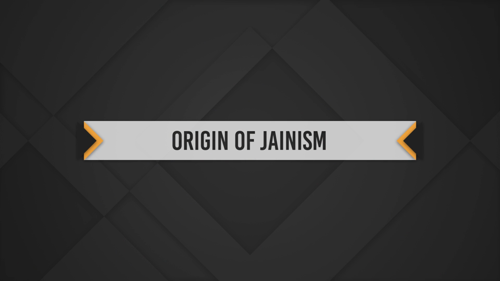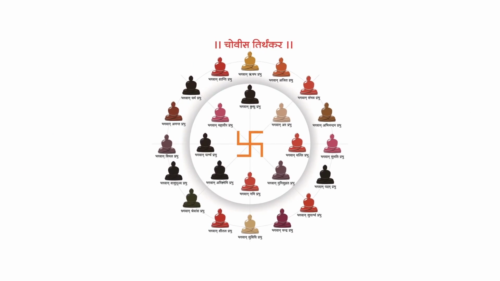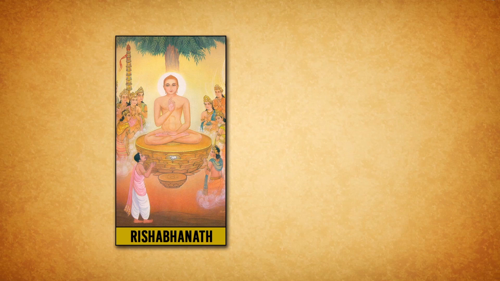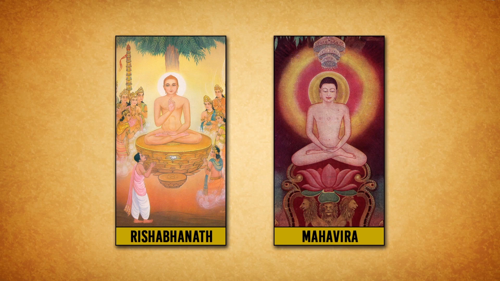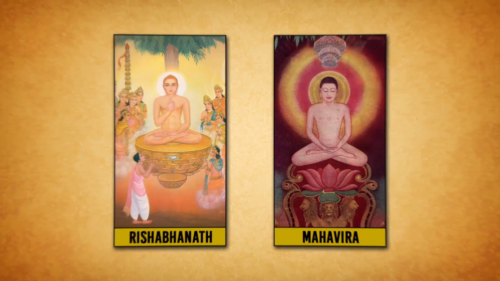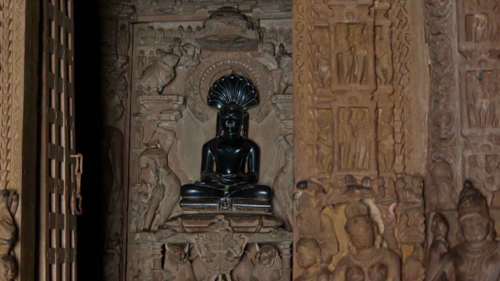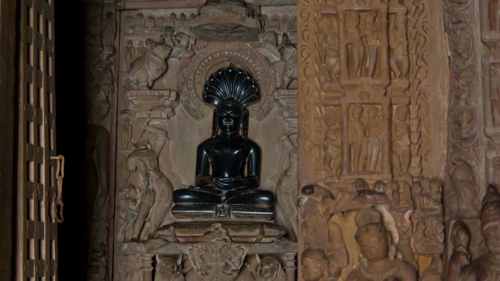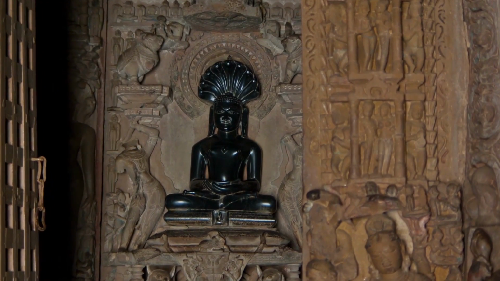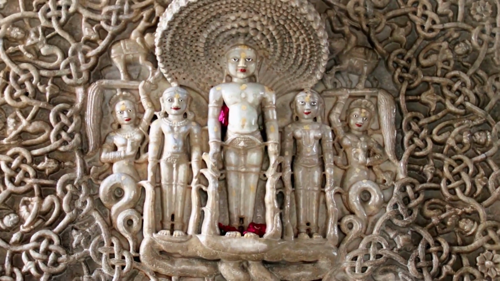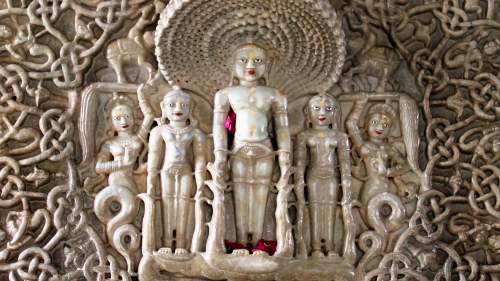Origin of Jainism. There were 24 Tirthankars. The first was Rishabhanath and the last one was Vardhamana Mahavira. Parsvanatha, the 23rd Tirthankara, was a historical figure and flourished about 250 years before Mahavira. He was a prince who abandoned the throne and led the life of an ascetic.